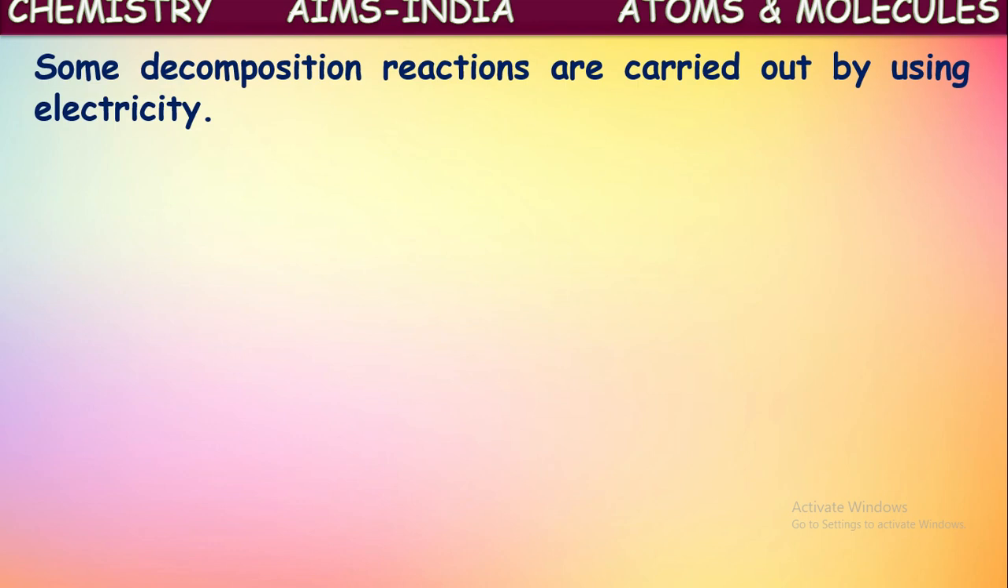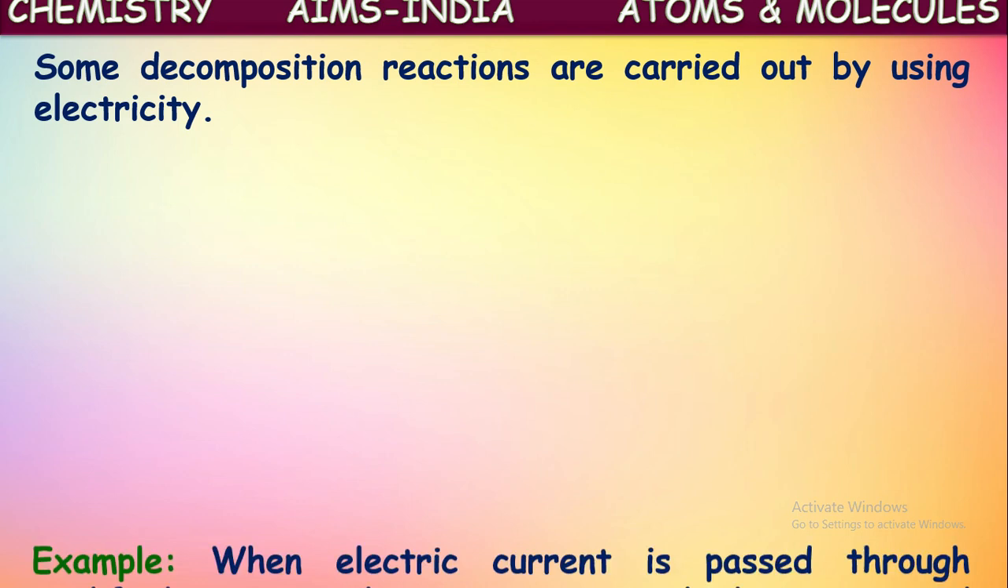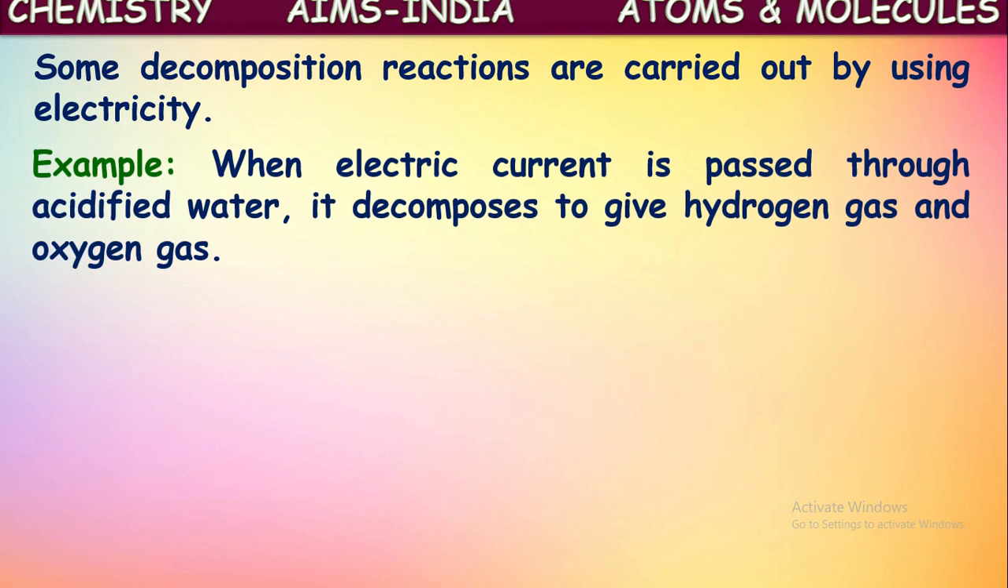And some decomposition reactions are carried out by using electricity. Yes, not only with heat, some decomposition reactions occur with the help of electricity also. Let us see an example. When electric current is passed through acidified water, it decomposes to give hydrogen and oxygen gases.